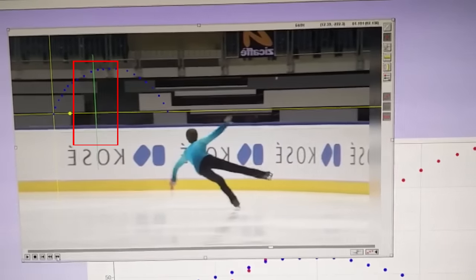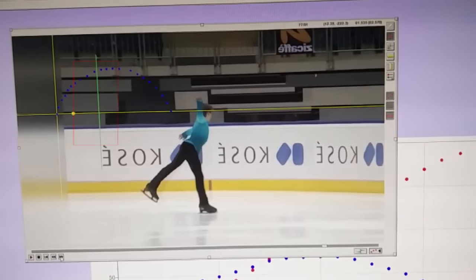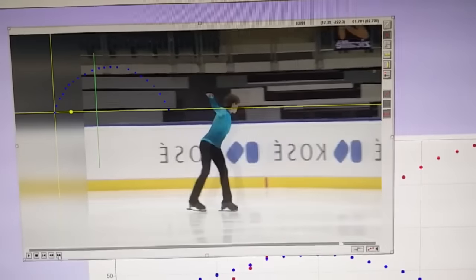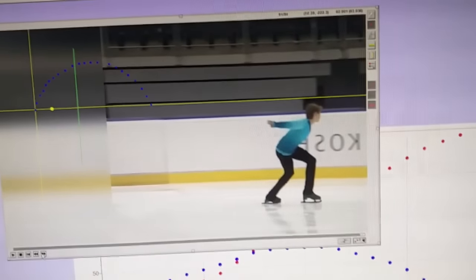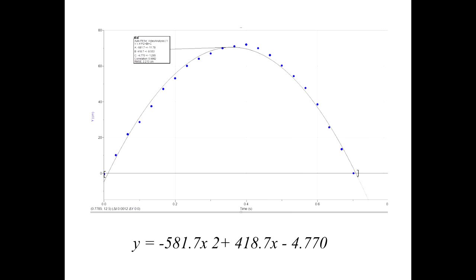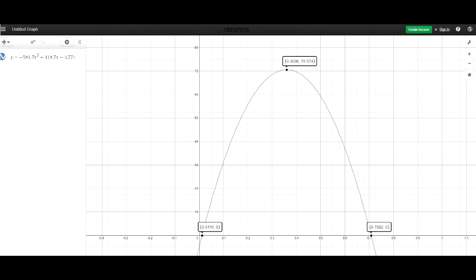I drew the green line to represent the height of me with the skates, which is 185 centimeters. I then set the first point to represent time as 0 and set the origin. This software then generated a quadratic equation as follows. I then put the quadratic equation into Desmos's online graphing calculator. The software displayed the parabola as time in seconds and height in centimeters.